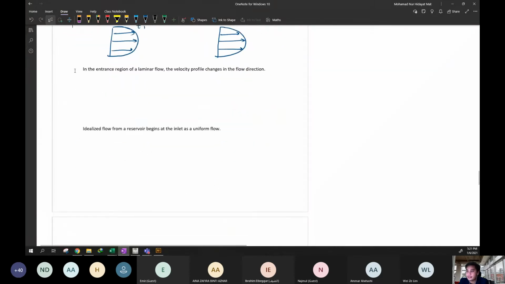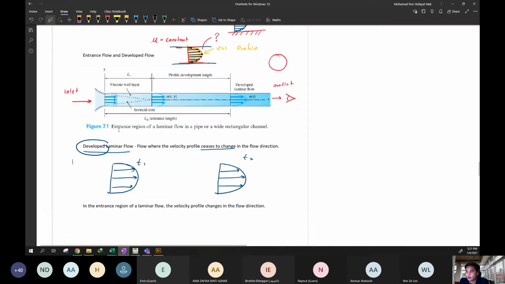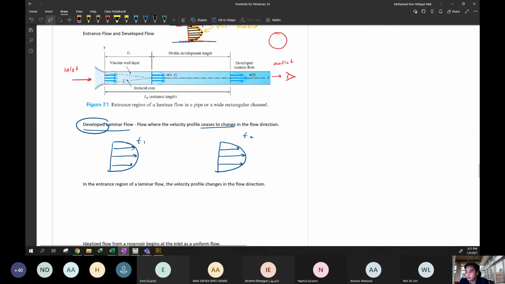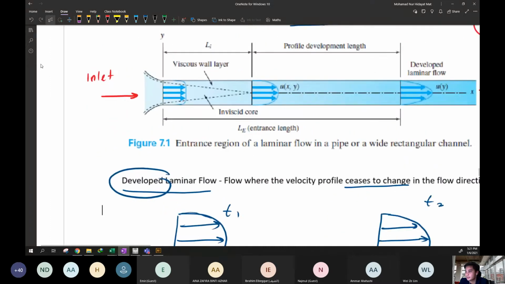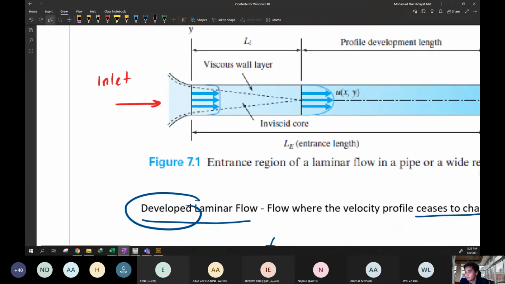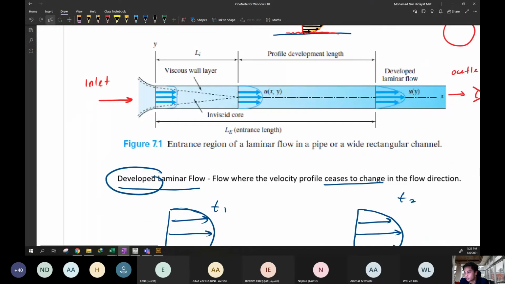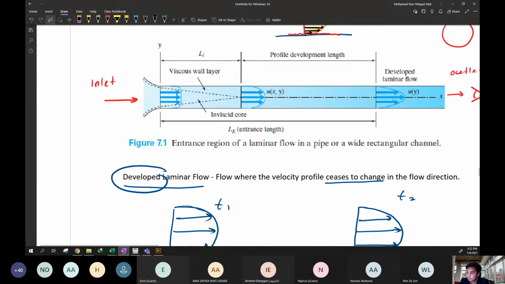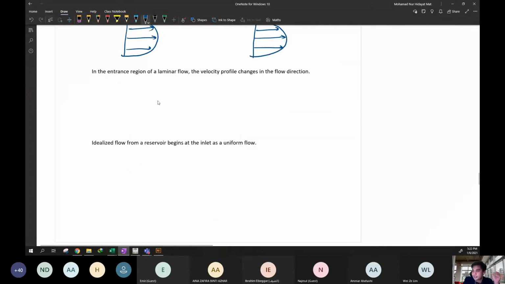Okay, and in the entrance region, this is what we call the entrance region of laminar flow, the velocity profile changes in the flow direction. You can see it starts to change. The velocity profile is initially like this. After a few seconds, it becomes like this because the velocity profile is going to transform from undeveloped to fully developed laminar flow. It wants to transform this shape into this. This is the matured shape.